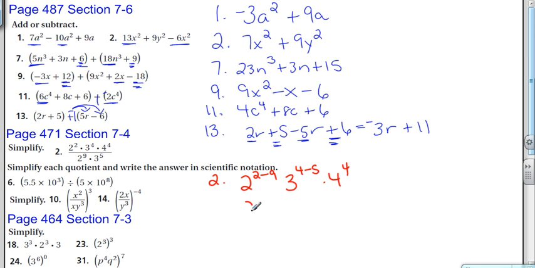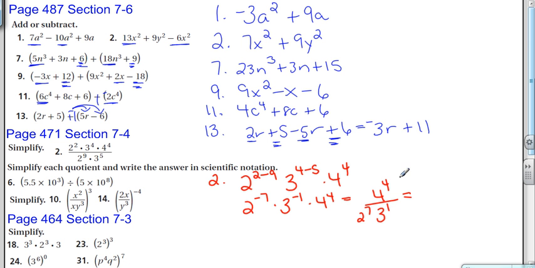So when I simplify this, I get 2 to the negative 7th, 3 to the negative 1st, and 4 to the 4th. But anytime you have negative exponents, they get flipped to the bottom. So the only one that's not negative is 4 to the 4th, so it stays in the top. But 2 to the 7th goes to the bottom, and 3 to the 1st goes to the bottom.